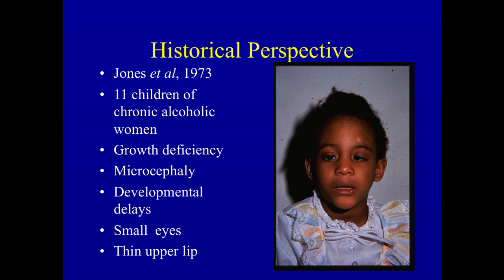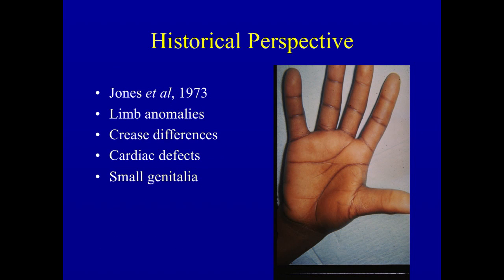And Jones recognized that these were babies who displayed growth deficiency, that these are children who had heads that were smaller than usual. These are children who had developmental disabilities and academic underachievement. And then from a physical point of view, the children looked different. Their eyes were smaller than average. There were differences in the upper lip and the philtral columns that lie underneath the nose. And there were differences in the hand creases.